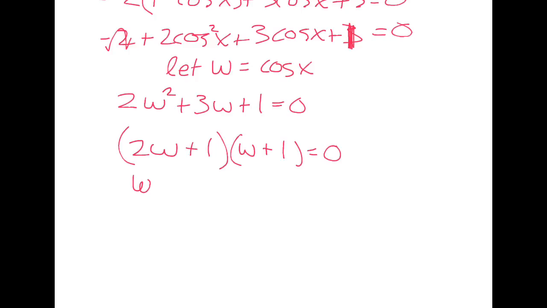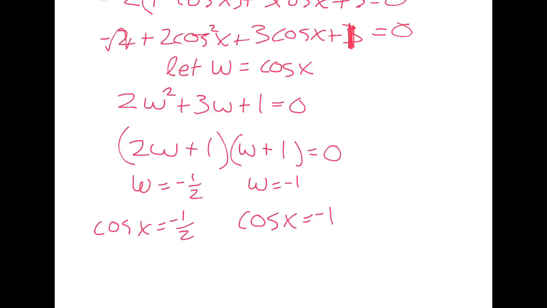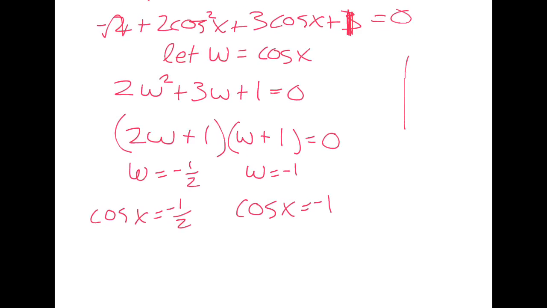So what are the solutions then? Well, w right here is going to need to equal negative 1/2, and here w is going to need to equal negative 1. But again, we know that w equals cosine of x, so we can say cosine of x equals negative 1/2, and cosine of x equals negative 1, because it's the same as w. All right, well, when does that happen? Draw yourself a circle. When is cosine negative 1/2? Well, that's going to happen right here at 2 pi over 3, and it's also going to happen right here at 4 pi over 3.